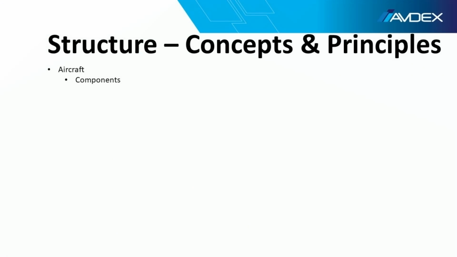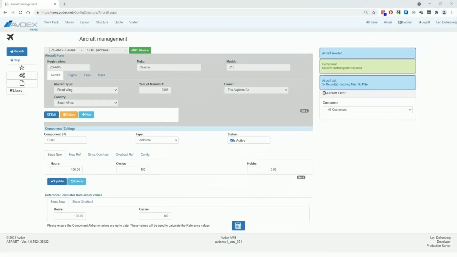Components. All aircraft must have the default airframe component linked. This is automatically generated when a new aircraft is loaded and cannot be changed or removed. As all work pack tasks must be linked to a component, components are also used for avionics, instruments, and other relevant types that may be used in different AMO environments.